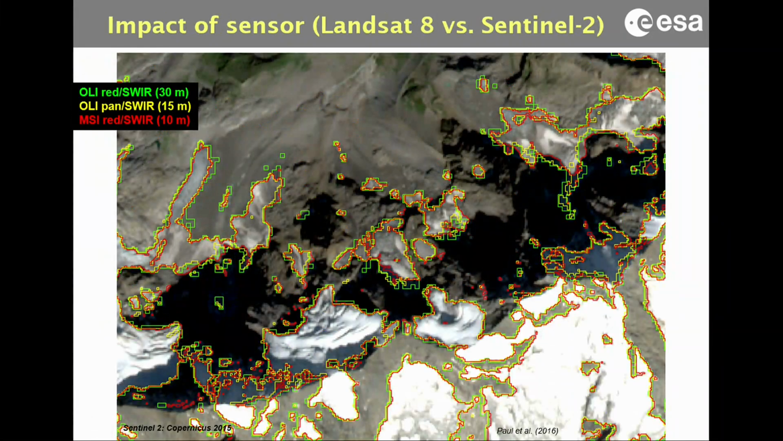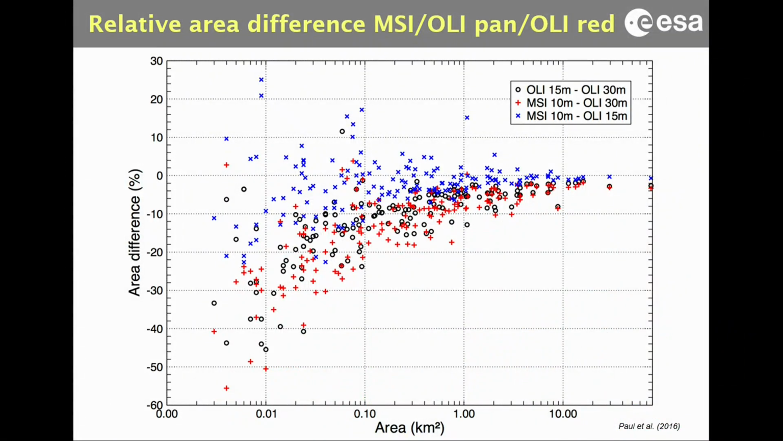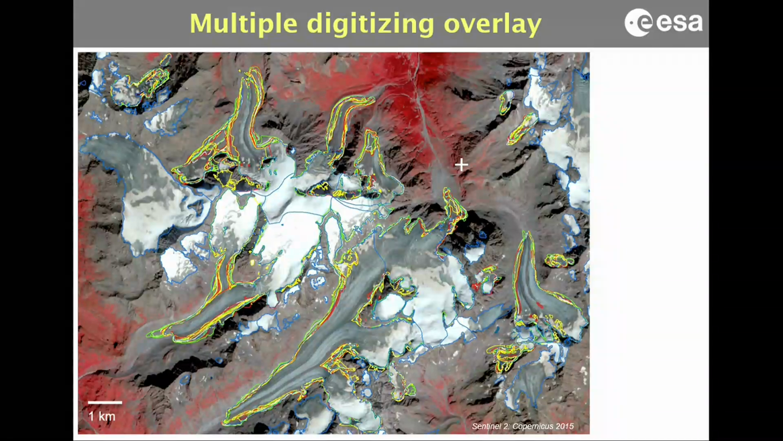Okay, but for clean ice, there's not too much difference between the different sensors, apart maybe from a small shift. And I skipped this. This is just a quantitative assessment. And the very interesting thing, I think we will not do this here, but when you do the delineation by yourself independently a few times and then put the lines on top, or do the same exercise with different persons, then you get quite a spread in the interpretation.